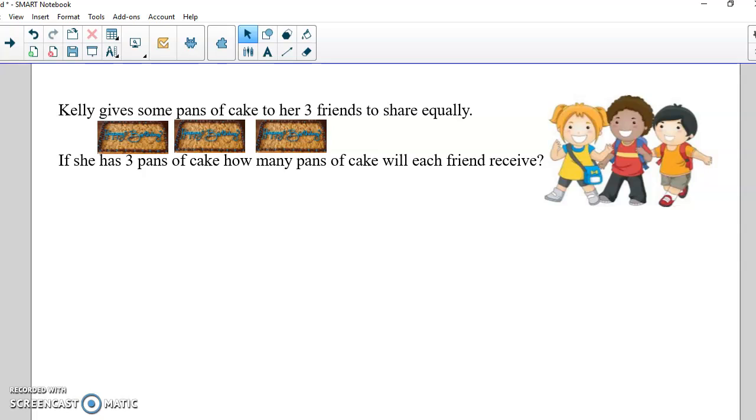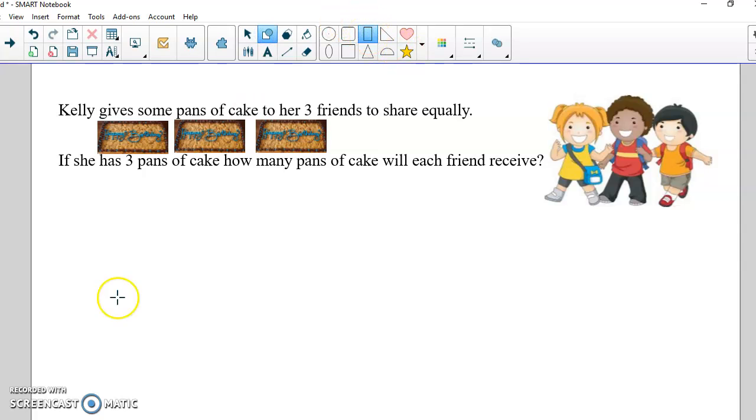So let's read this problem together. Kelly gives some pans of cake to her 3 friends to share equally, and there are her 3 friends in the video. If she has 3 pans of cake, how many pans of cake will each friend receive? So thinking back to our page before, we ask ourselves, what can we draw? Well, what information do I know? I know she has 3 pans of cake. Go ahead, pause, and draw those 3 pans of cake now.